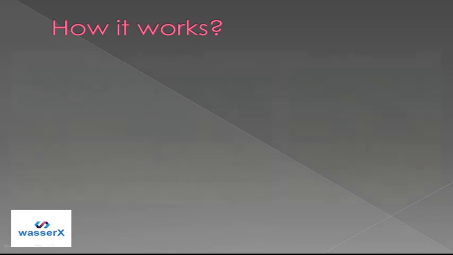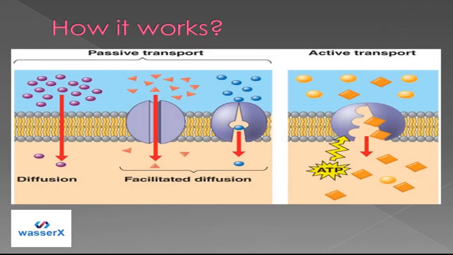Now, how does it work? This is the figure which shows how active transport occurs and how it is different from passive transport. In active transport, these are the protein channels or carrier molecules. The molecules from outside or inside can bind with these carrier molecules, and with the use of ATP or energy, they will transport the molecules either inside the cell or outside the cell.